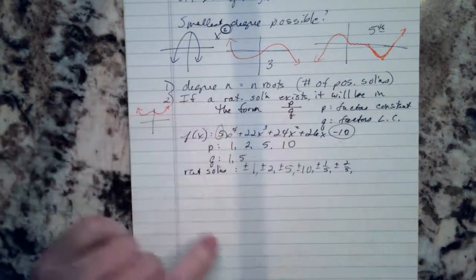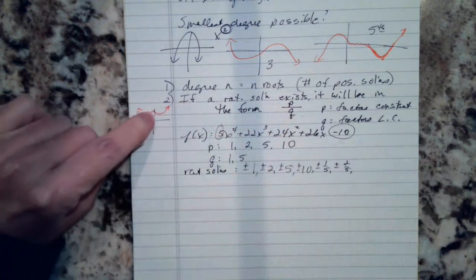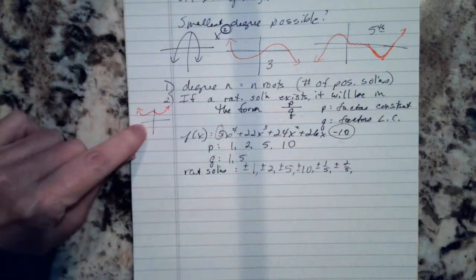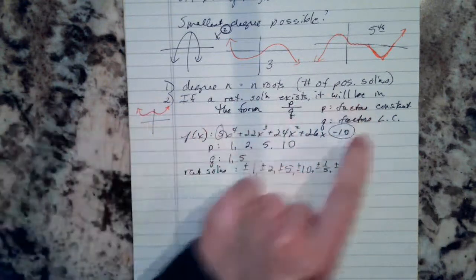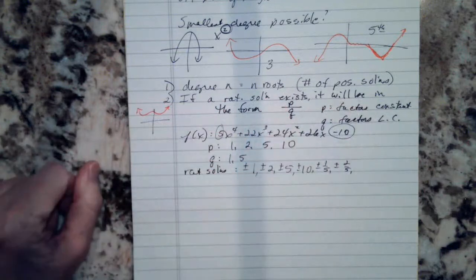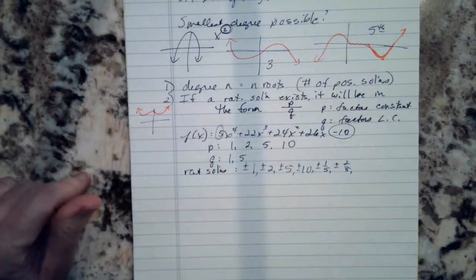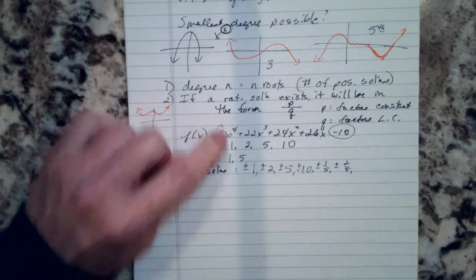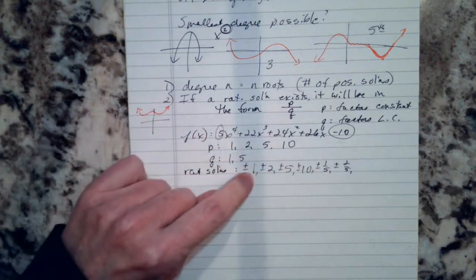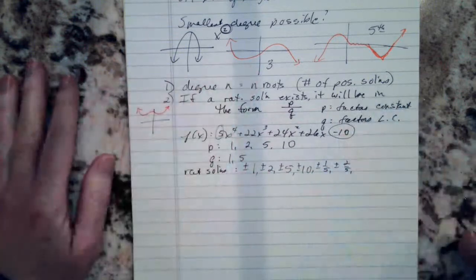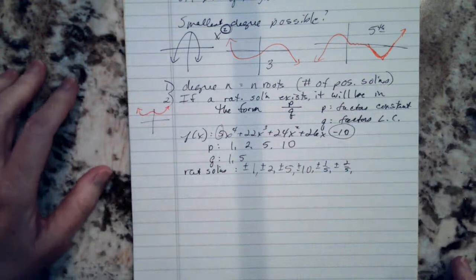If a rational solution exists, if this function drops down and crosses the x-axis, it will be in the form of P over Q. So when we get around to trying to figure out what numbers work up here, we're only going to be using these. That's our finite set of numbers from which we can choose.